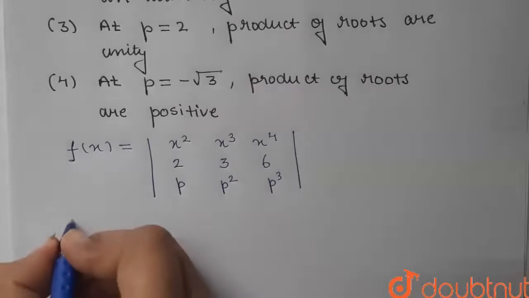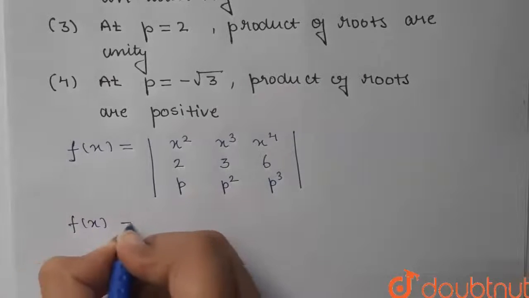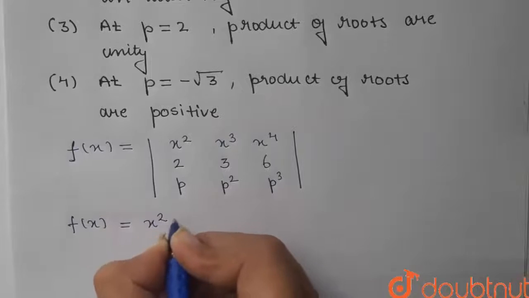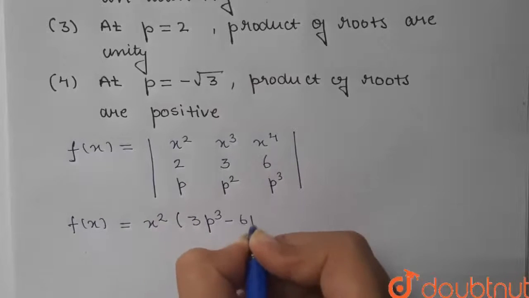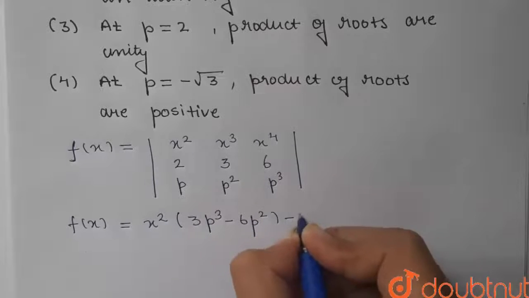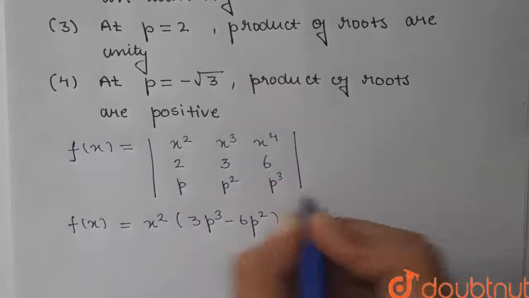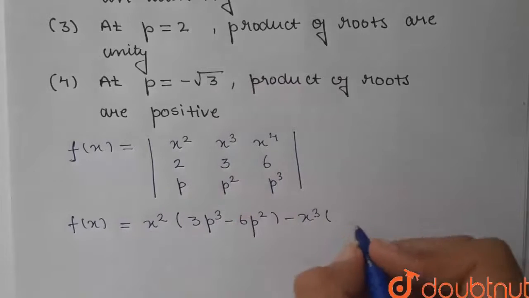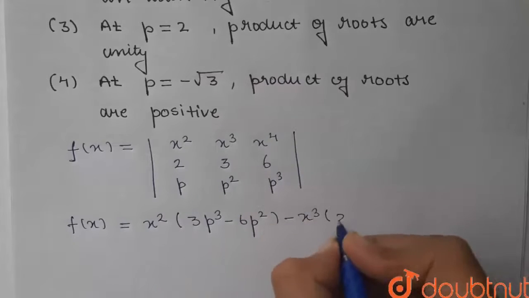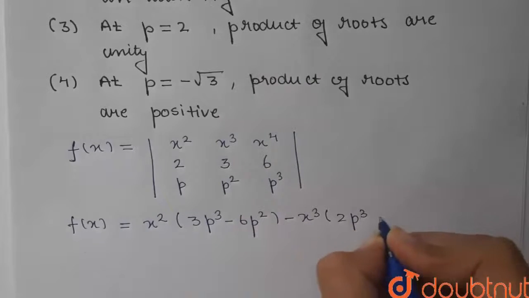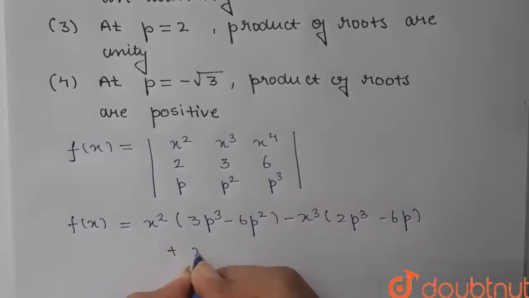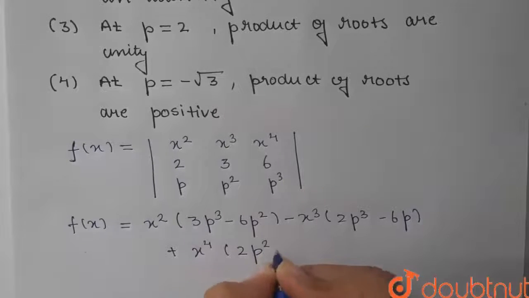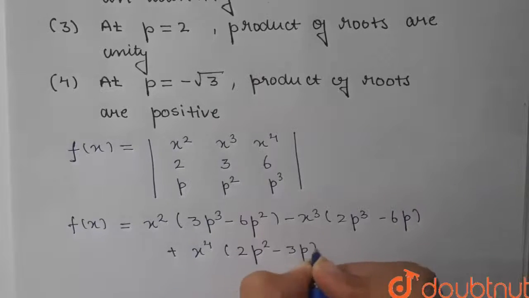So first we will expand it. On expanding it, we are getting the value of f of x equal to x square into 3p cube minus 6p square, minus x cube into 2p cube minus 6p, plus x power 4 into 2p square minus 3p.